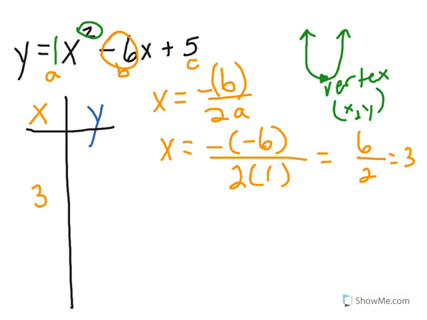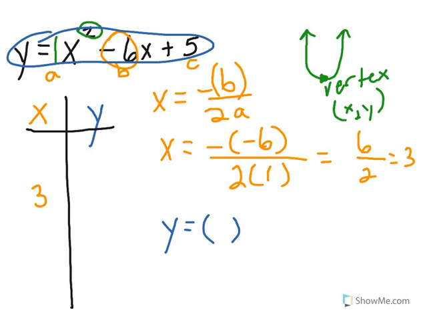I still have to find my y coordinate. Now how do I do that? Well, my y coordinate comes straight from my function. Notice I have y equals a bunch of stuff right there. Well, let's write that stuff out. It is 1 times something squared minus 6 times something plus 5. And what goes in for that something? Well, that's actually something we already figured out. That's my x coordinate. I found x. x is 3, so I'm going to put 3 right here and 3 right here.